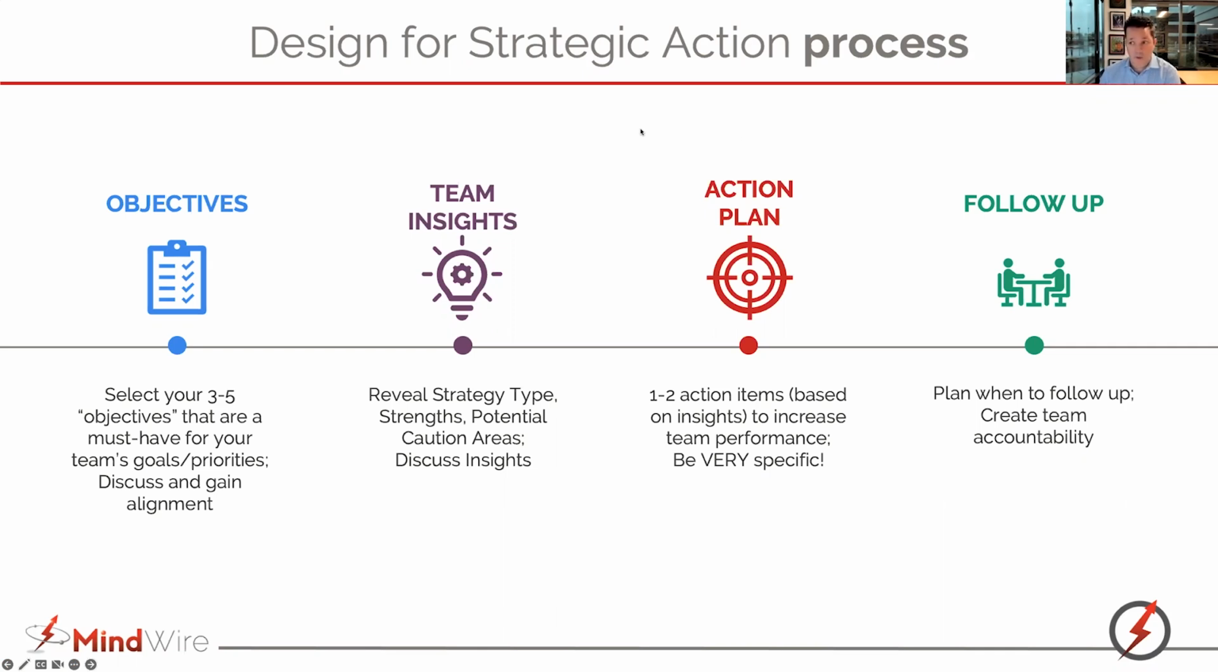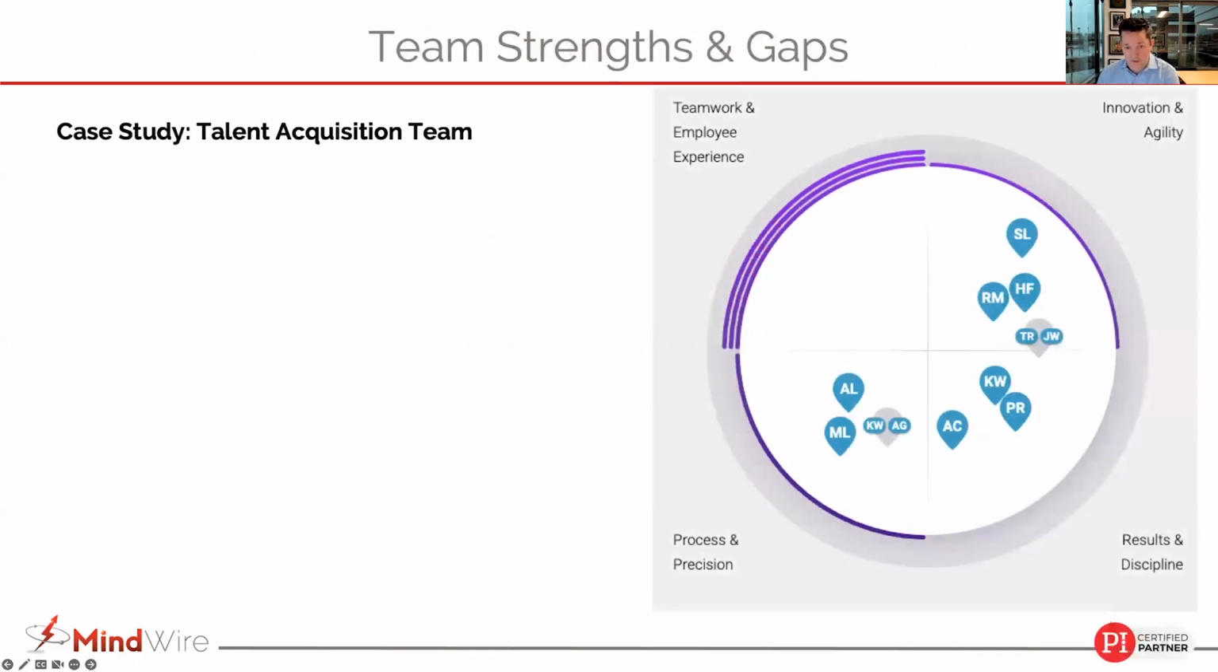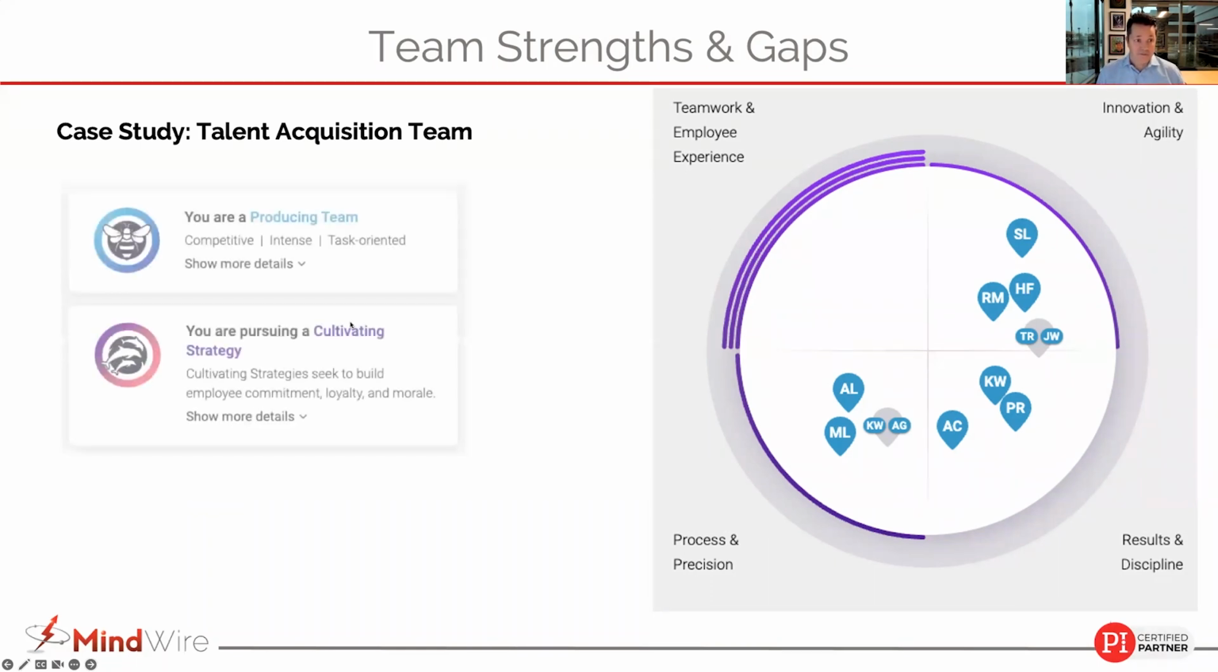So let's talk about a couple of case studies of some clients we've worked with. And we've changed all the names to protect the innocent and guilty and all of them among them. But we were working with a talent acquisition team, and this was the team, right? So they've got a lot of good innovation, agility, strength, results in discipline, process, and precision. No one in the teamwork and employee experience area, right? They just don't have people that are really good at that. And look at how many bars are there, right? 3 bars. So a key part of them achieving their objectives was to be good at this, right?